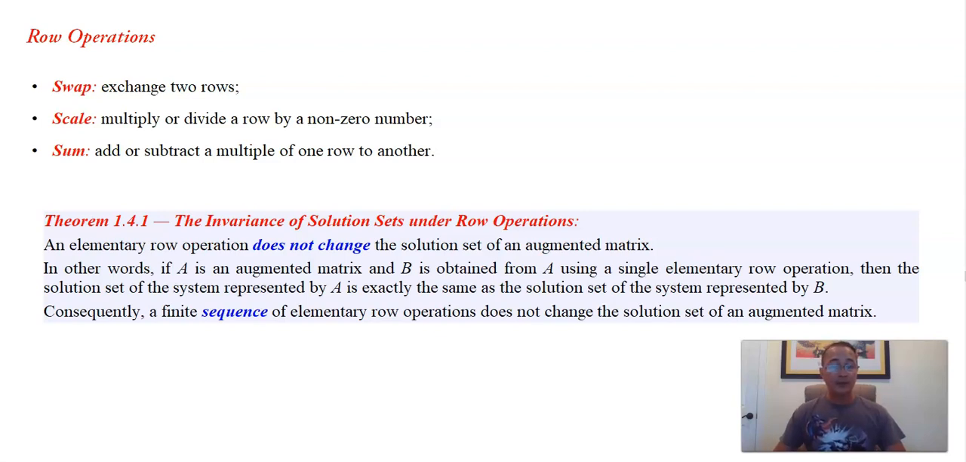Since our three kinds of operations on equations do not change the solutions to our system of equations, we can equivalently say that our row operations do not change the solution set of an augmented matrix. This means that if you have an augmented matrix A and you obtain a new matrix B from A using a single elementary row operation, then the solution set to the new system is exactly the same as the solution set to the old system. So any finite sequence of row operations will not change the solution set of an augmented matrix.